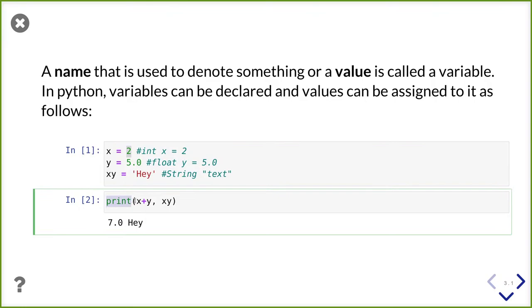Another thing about the print function is that if you put a comma between two things, it will print them with a space. For example, if I put a comma and 3, it puts a space, and then the 3. You can print multiple things at once.